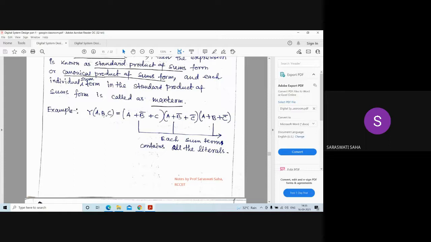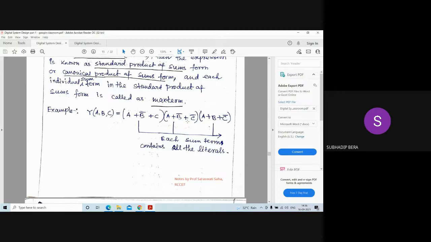Clear? Yes, ma'am. Then I am saying one line, just follow. In sum of product form, for each product term, if it is 1, the output will be 1 when the other product terms are 0. But in product of sum form, if any one term gives you 0, then the output will be 0, because they are in product form in between them. Clear?